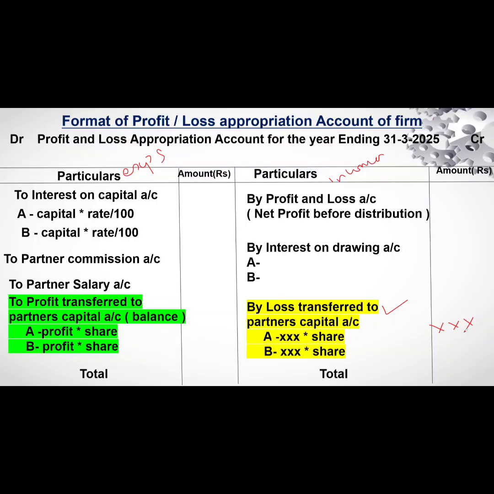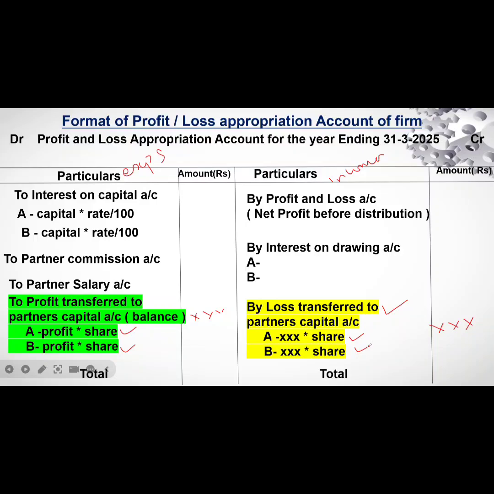Now this profit sharing ratio, as we have already discussed, can be shared between the partners. Say for example there are two partners A and B. It can be shared according to the agreed ratio, or if the ratio is not given, the profit will be shared equally. Similarly, the loss has to be distributed to the partners in the agreed ratio, or it will be shared equally among them.